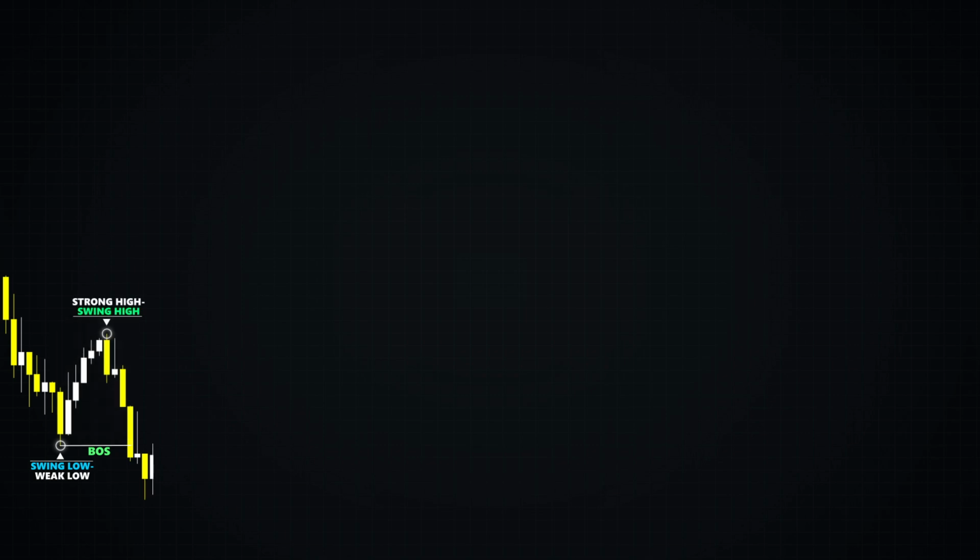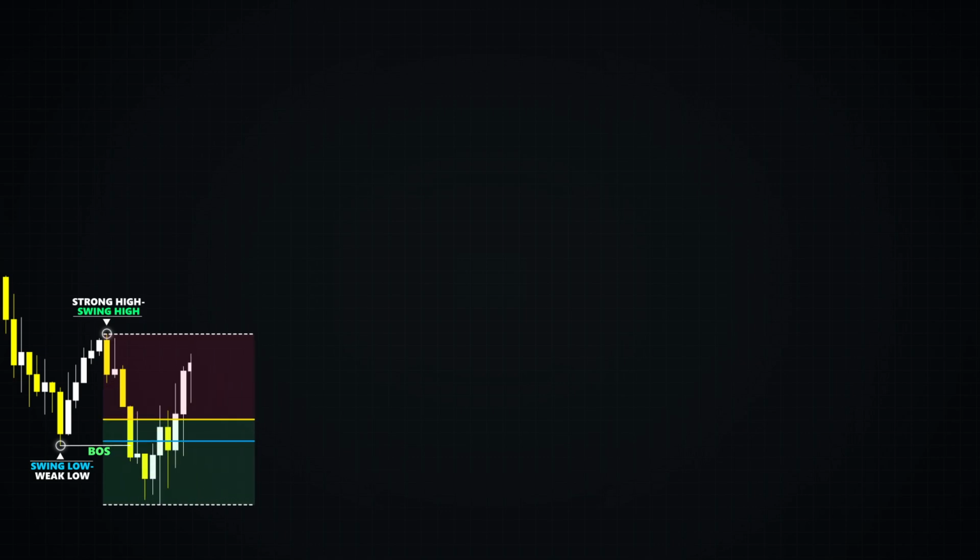Then price pulls back again. So let's check if it's valid. Use your Fibonacci tool from the strong high to the new low. You'll see price comes back to the 38.2% level and even hits the 50%. That's another valid pullback. We mark the new weak low, but here's where something shifts.